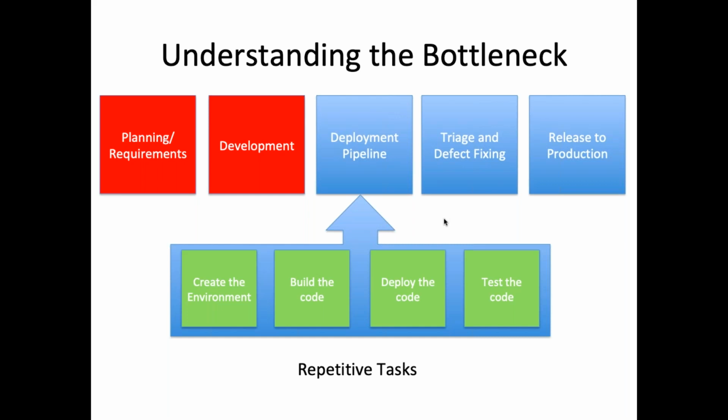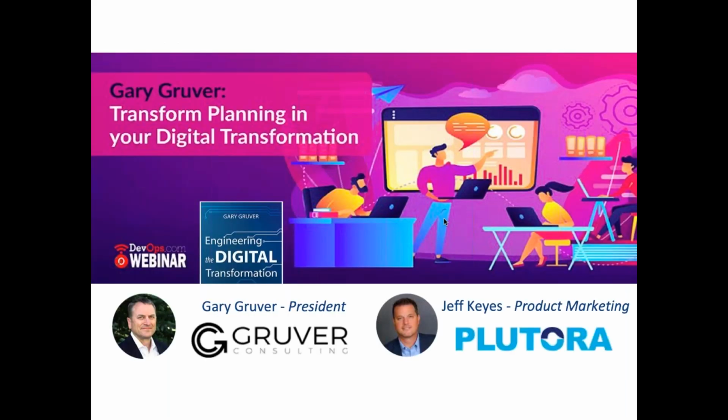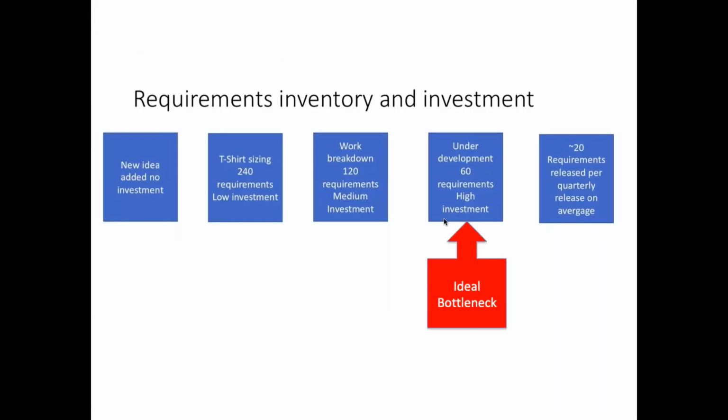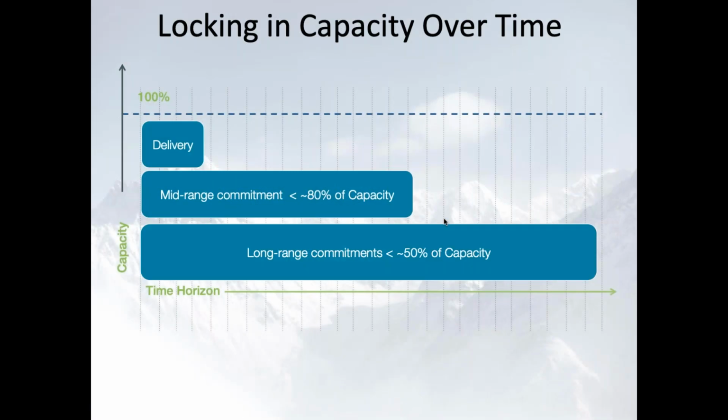Gotcha. Our organization does yearly planning with quarterly updates. How can this process work in that environment? Well, I think you can make it work if you're not committing 100% of your capacity long range, or you're committing on the annual basis.